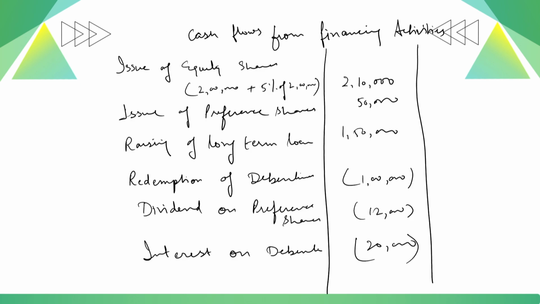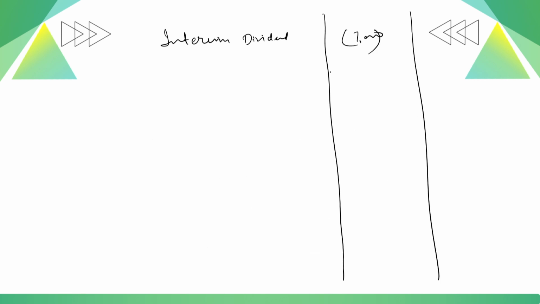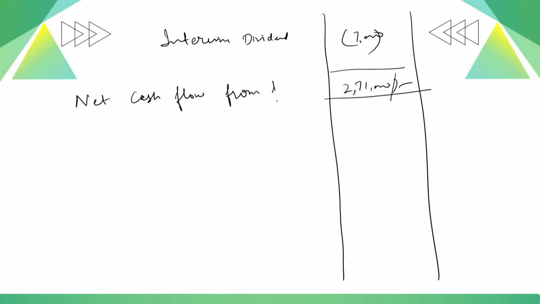So, we have to deduct all these items out of the positive items given above. We got the figure of 2,71,000. This 2,71,000 is net cash flow from financing activities.